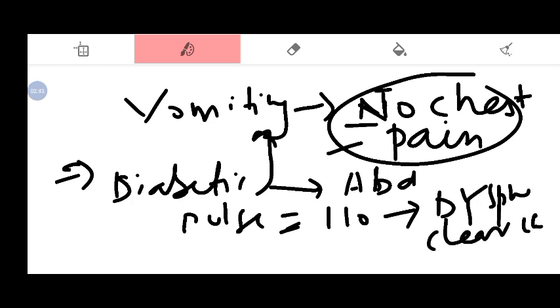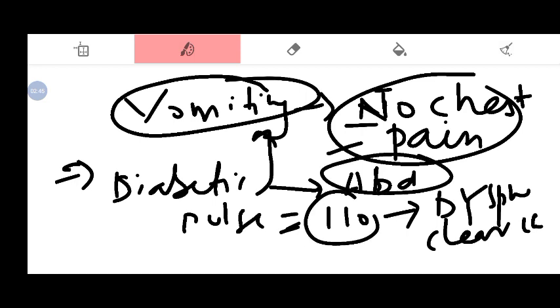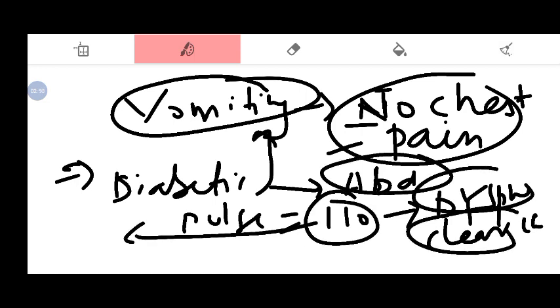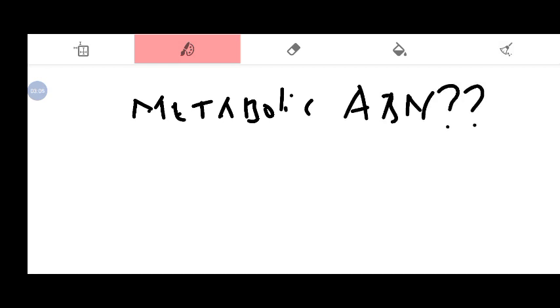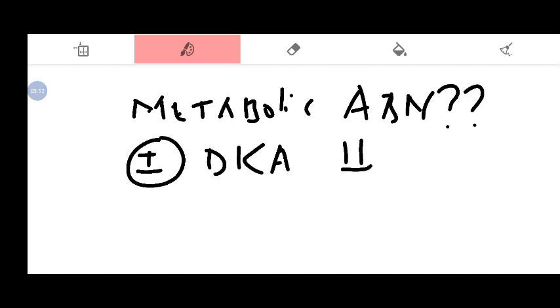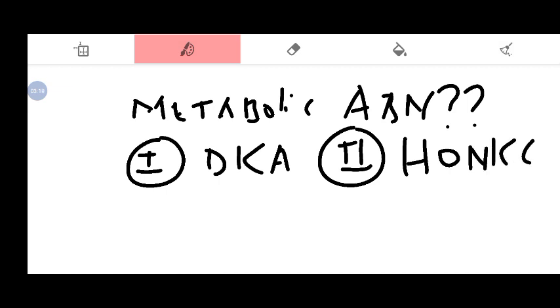Now if the diabetic patient is vomiting, with abdominal pain, pulse 110, and dyspnea with clear chest, you should think of metabolic abnormality. So what are the two metabolic abnormalities in a diabetic patient with vomiting and drowsiness? Number one is DKA, and number two is HONK, hyperosmolar non-ketotic coma. So if a diabetic patient comes to you with vomiting, first exclude ischemic heart disease, acute coronary syndrome. Next step is to exclude DKA and HONK.